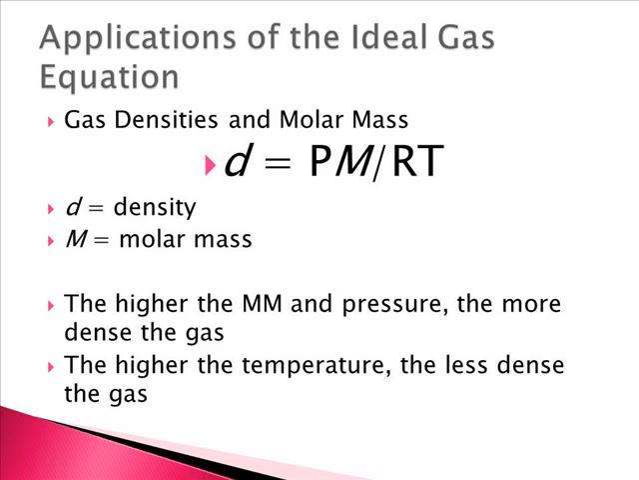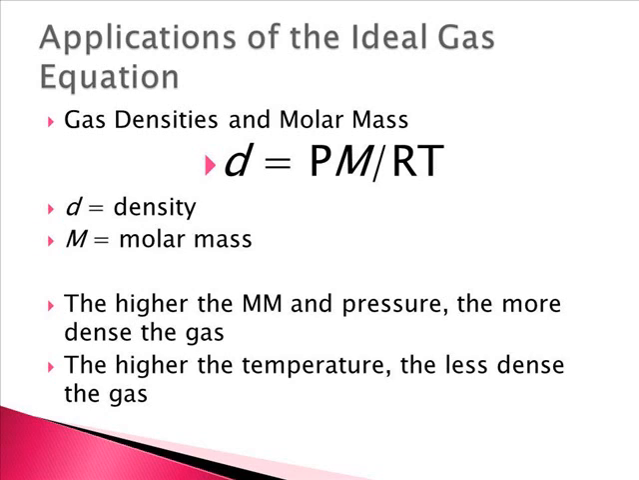Now, we can separate out the mass over moles. That's grams per mole. That's molar mass. So I'm going to replace the m over n with a capital M for the molar mass. So an equation for density is pressure in atmospheres times the molar mass, grams per mole, divided by R, liter atmosphere per mole Kelvin, and temperature in Kelvin.